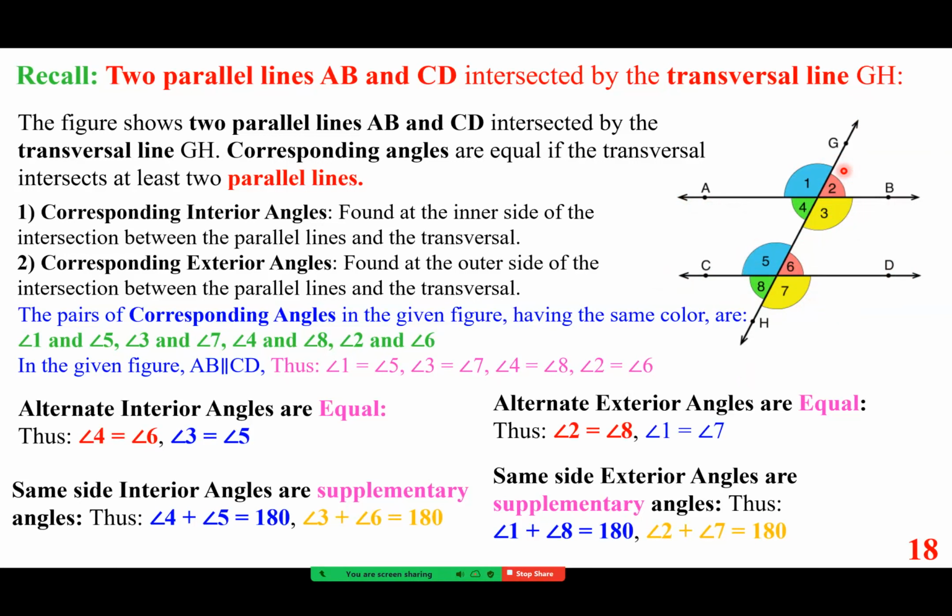Okay. 8 and 7, they add up to 180. They are supplementary. Okay. 8 and 5, supplementary. But 8 and 6 are equal. 5 and 7 are equal, and so on and so forth. So I just wanted to remind you of this concept so we can move on.